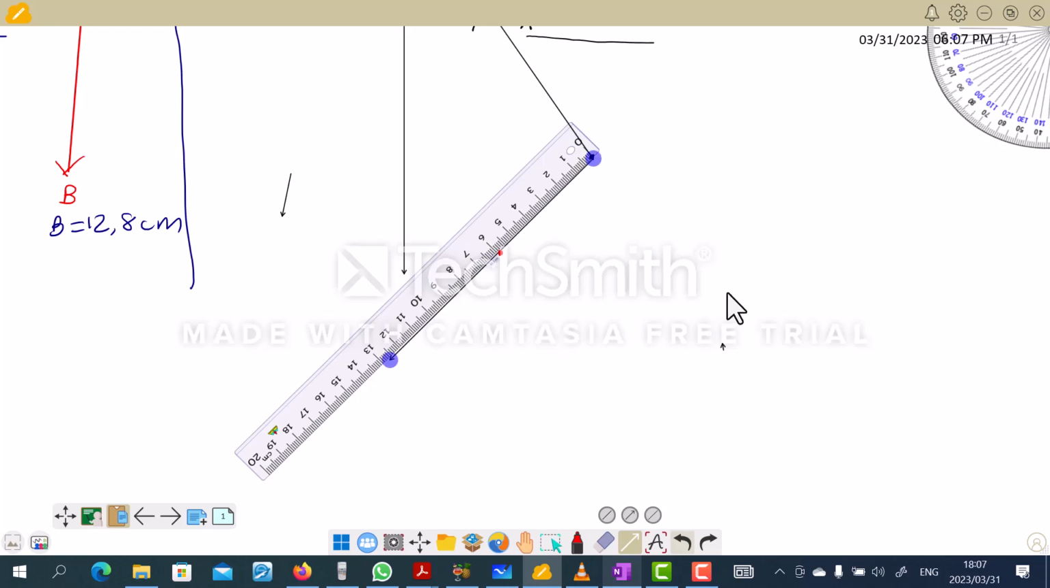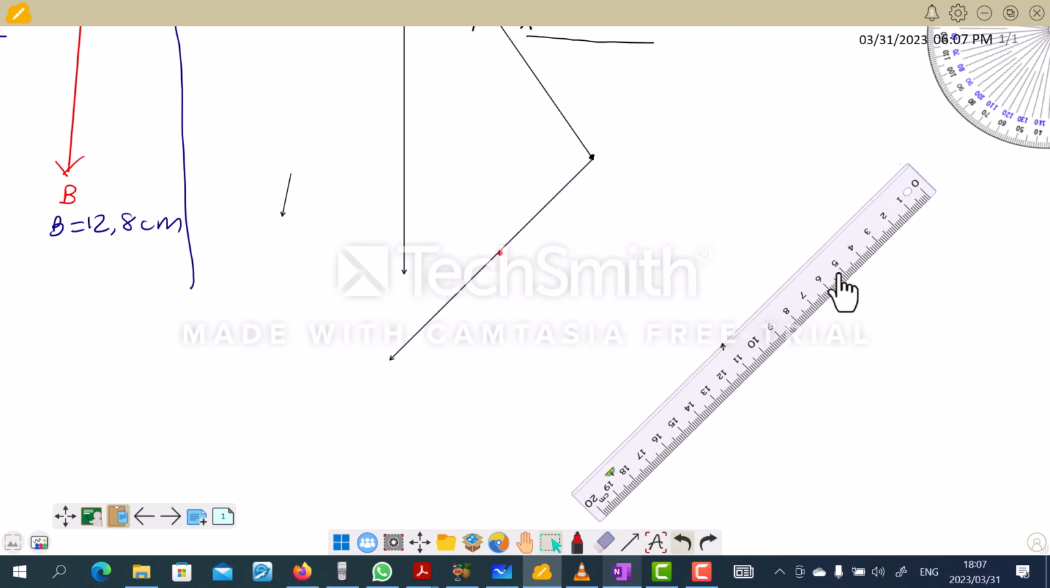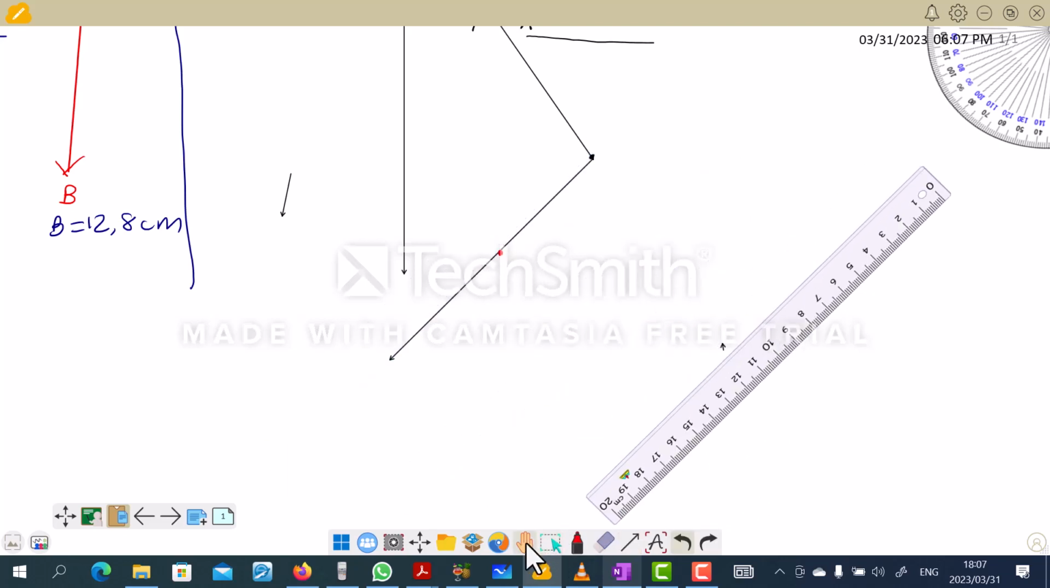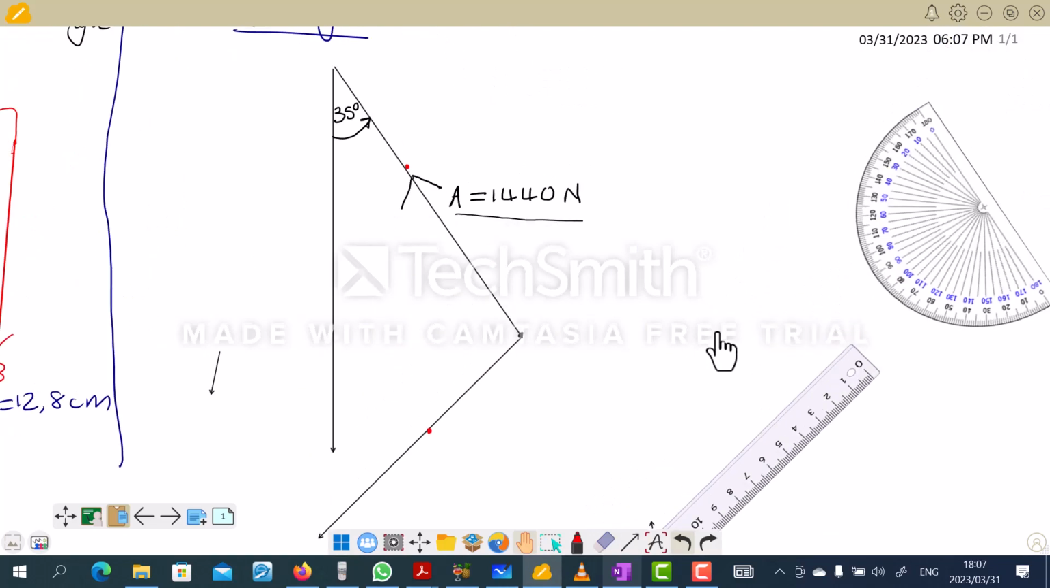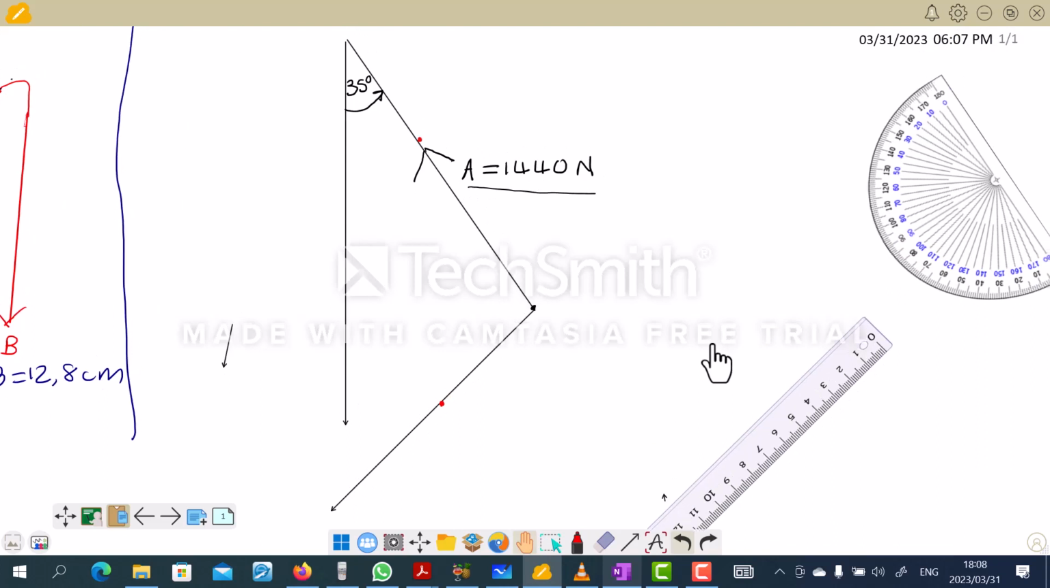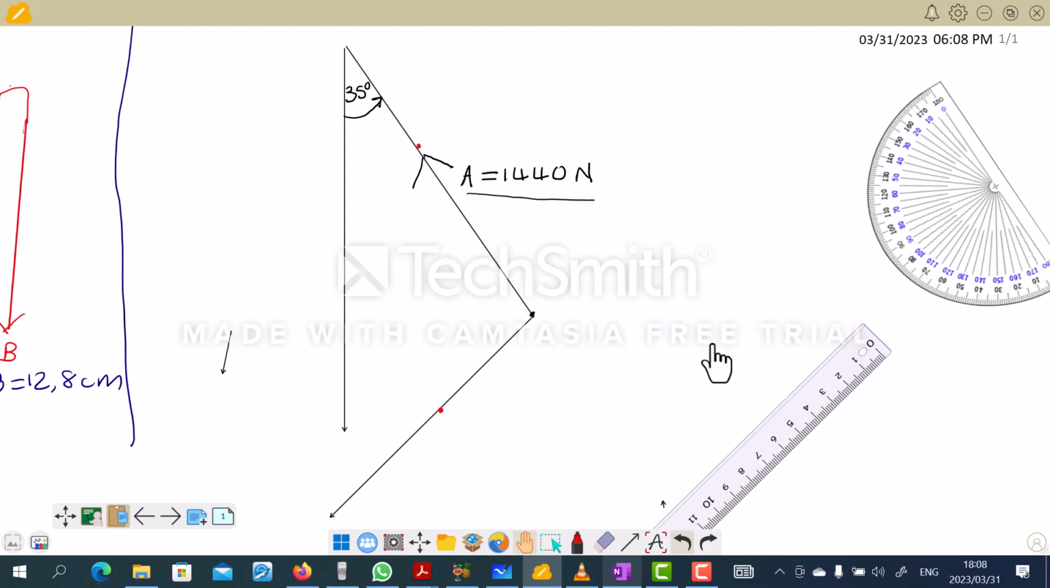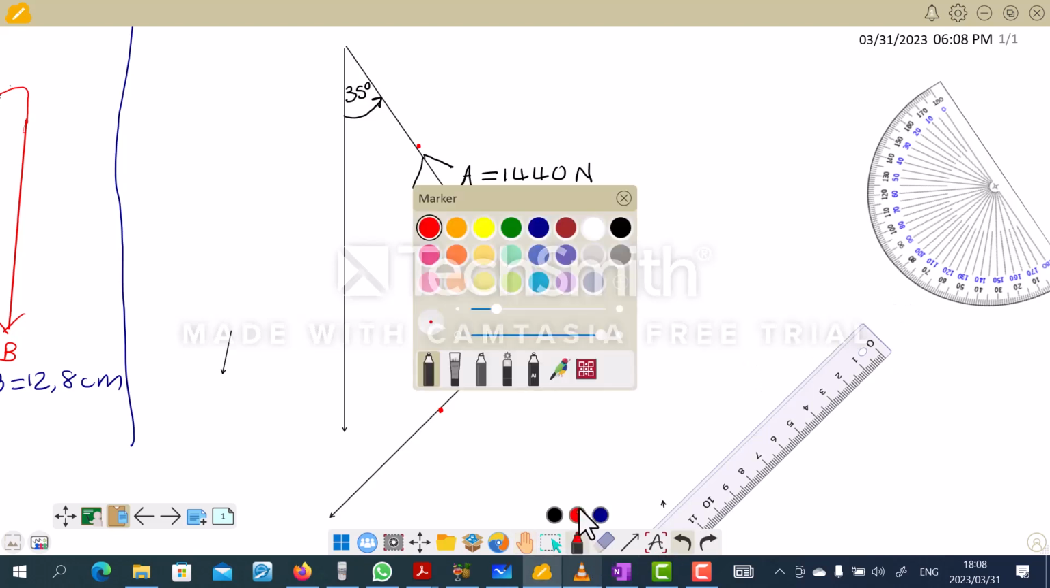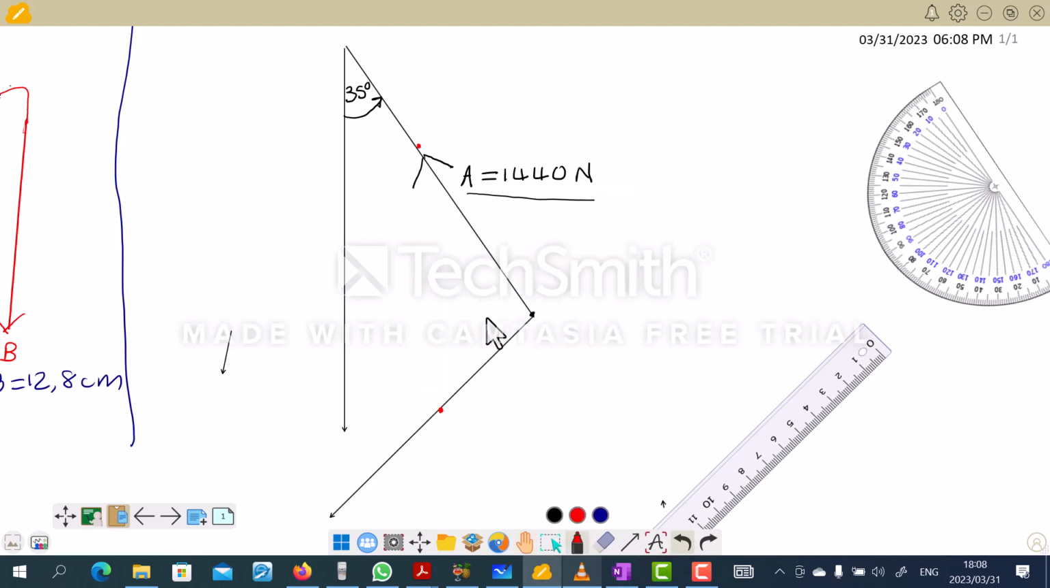Yeah, 12.8 is somewhere there. So let's remove the ruler. Let's check now. So we said that vector C is just a long line that is going down. We don't know where it ends. But we are confident that this one is accurate. This is 105 degrees.